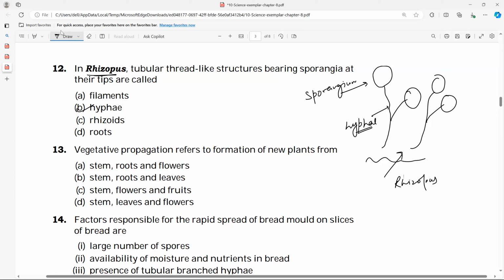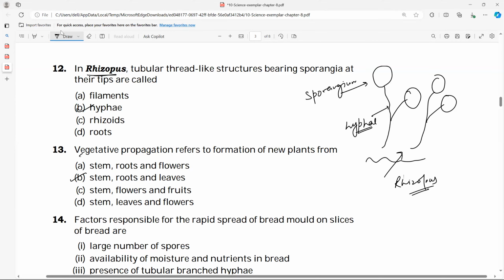Next question. Question number 13. The vegetative propagation refers to the formation of new plants from, option B, stem, root, and leaves. Yes, stem, root, and leaves. Because flowers and fruits are considered to be reproductive organs. Flowers are the reproductive organ and fruit also bears seeds, so that's why they are not.